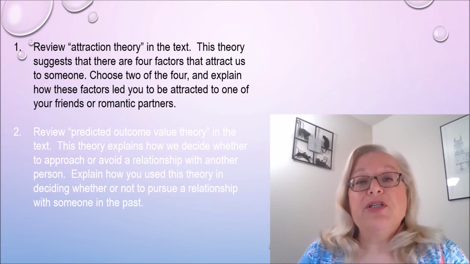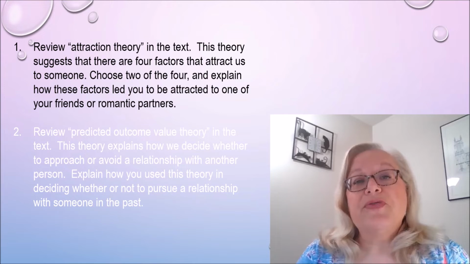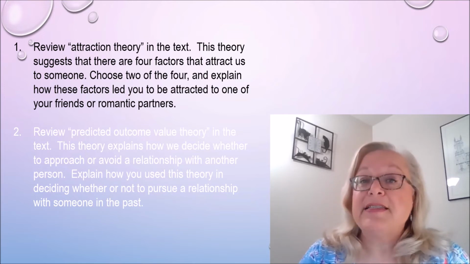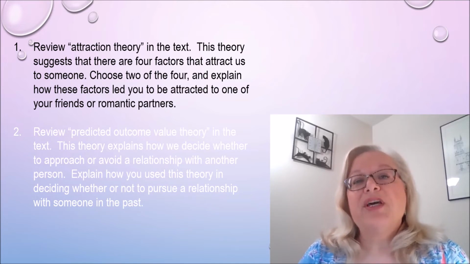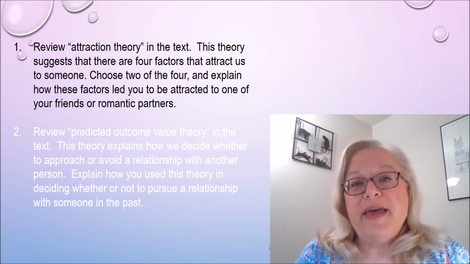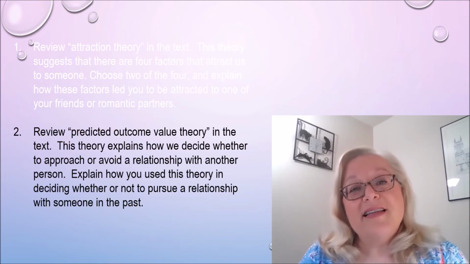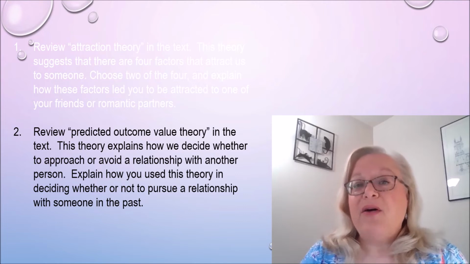So what I'd like you to do is think of a close friendship or romantic relationship that you have or have had in the past, and pick at least 2 of those attraction factors and explain how those drew you to that other person. Next, I'd like you to review predicted outcome value theory in the text.